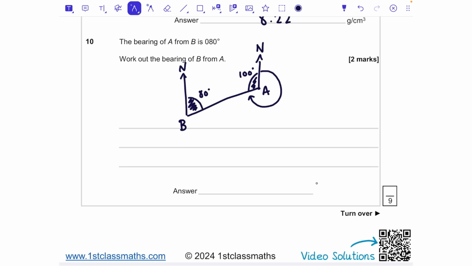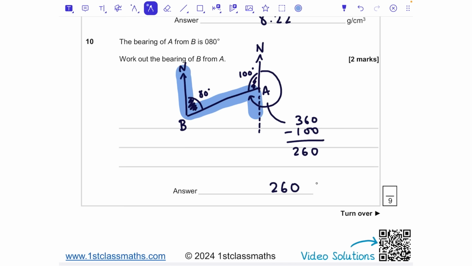And so they're co-interior angles, they would add to make 180. I can then take that away from 360 and that gives me 260 degrees as my bearing. The other way to think about it is you could think about alternate angles. You've got that Z shape there, so alternate angles are equal. This angle would be 80, and we know this side is 180, so adding those two together gets you 260.